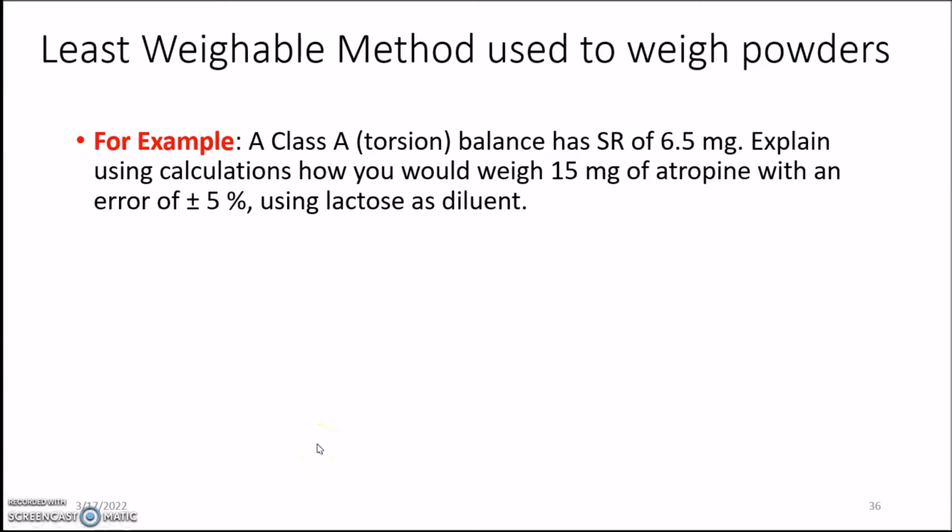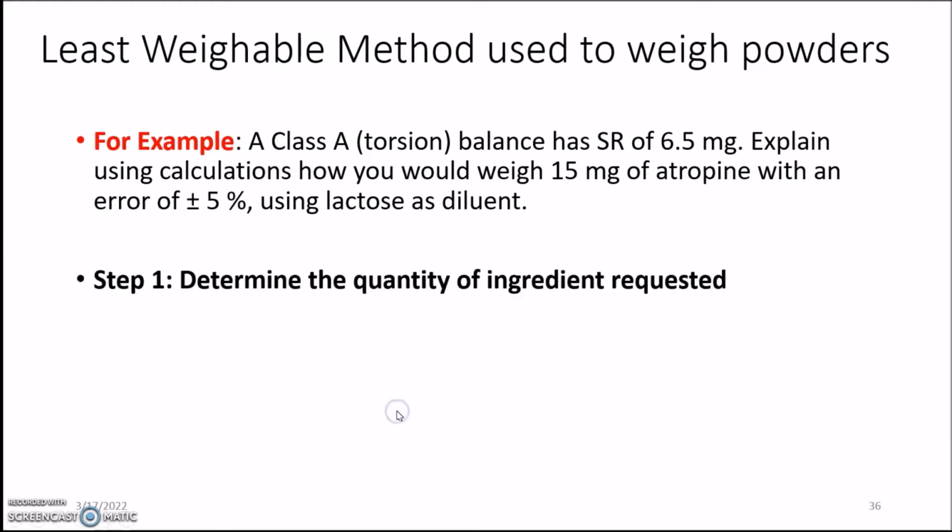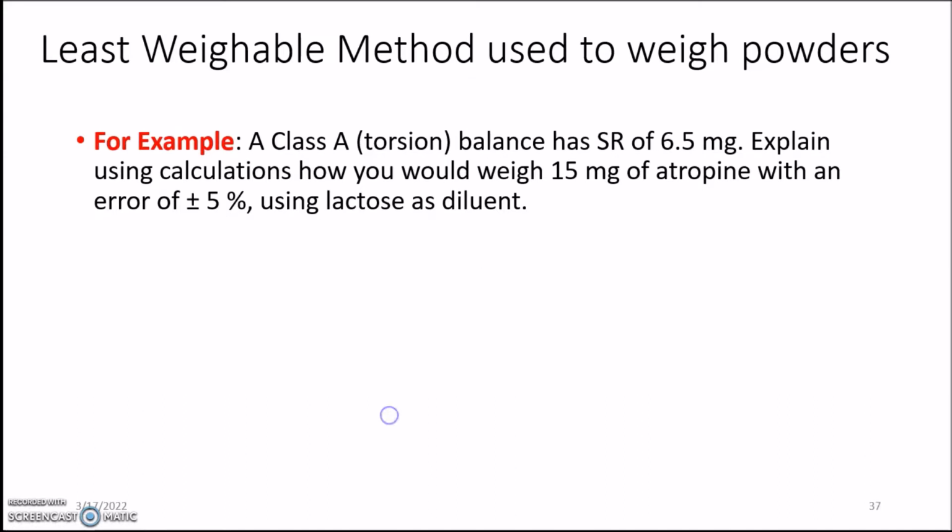The example says a class A torsion balance has an SR, or sensitivity requirement, of 6.5 milligrams. Explain using calculations how you would weigh 15 milligrams of atropine with an error of plus or minus 5% using lactose as diluent. The first thing that we're going to do is to determine the quantity of ingredient requested, and that ingredient is 15 milligrams of atropine.